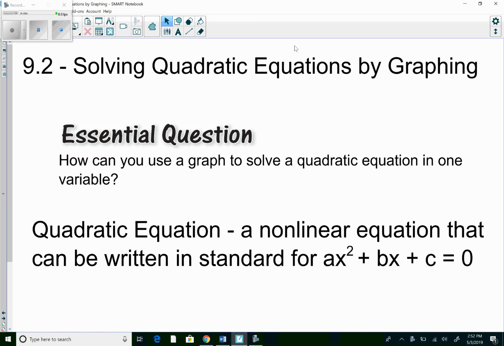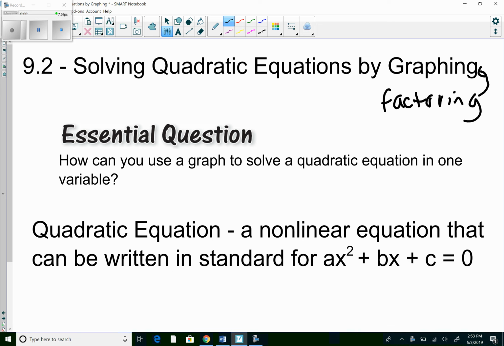Hey everyone. We are moving on and we are starting with section 9.2 today, which is solving quadratic equations by graphing. Just as a quick reminder, we have previously solved quadratic equations by factoring. And now today we're going to use that factoring process in the way that we are going to start graphing.